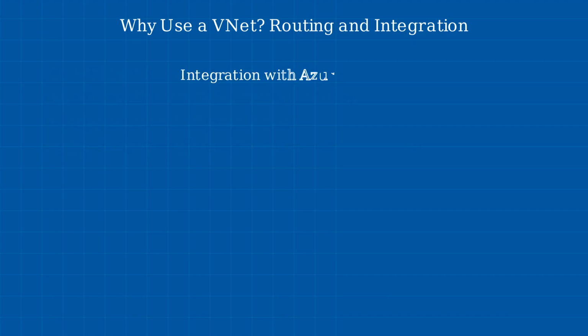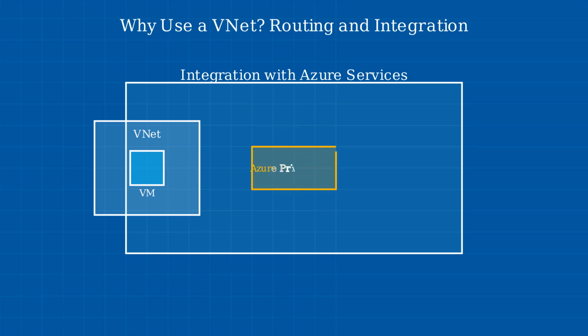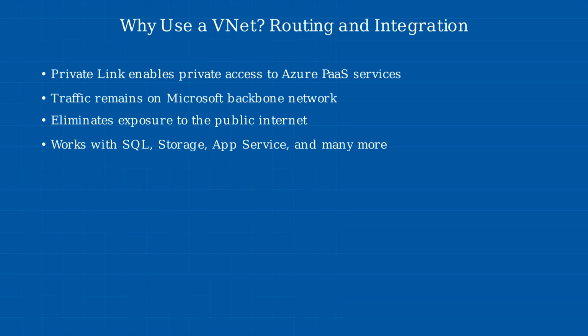Another key benefit of VNets is their integration with other Azure services, particularly through Azure Private Link. Azure Private Link provides private connectivity to Azure Platform as a Service offerings from your virtual network. With Private Link, traffic between your VNet and the service traverses the Microsoft Backbone network, eliminating exposure to the public internet. This integration enhances security by keeping your data off the public internet while still providing full access to Azure services.